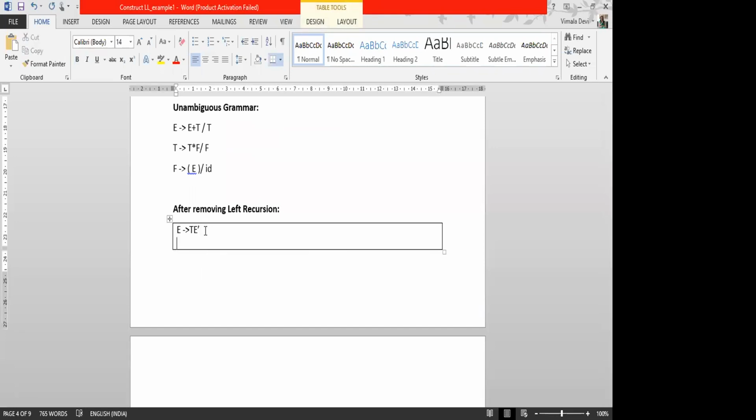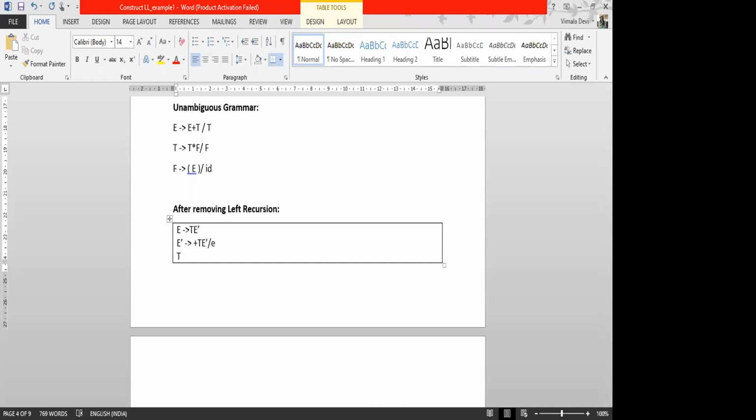We have to say what is E dash. E dash derives plus T E dash or epsilon. Then this rule is again left recursive, so we have to remove left recursion from here.